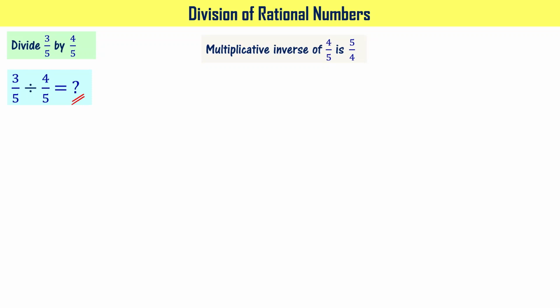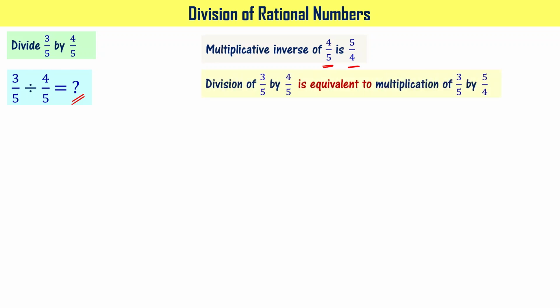You see, the multiplicative inverse of 4 by 5 is 5 by 4, right? It means when you multiply 4 by 5 and 5 by 4, what you get is 1 as the answer, right? That's why you can say that 4 by 5 is the multiplicative inverse of 5 by 4, or 5 by 4 is the multiplicative inverse of 4 by 5, right? With the help of the multiplicative inverse, we can change the division problem to a multiplication problem.